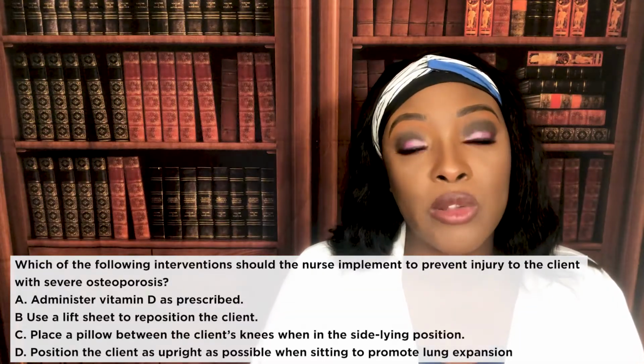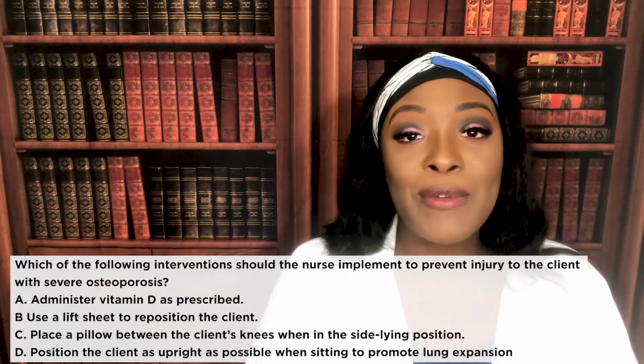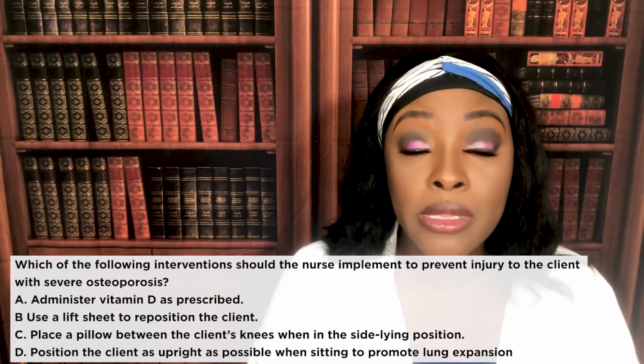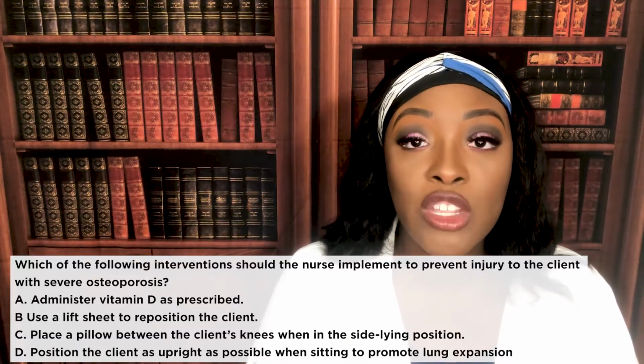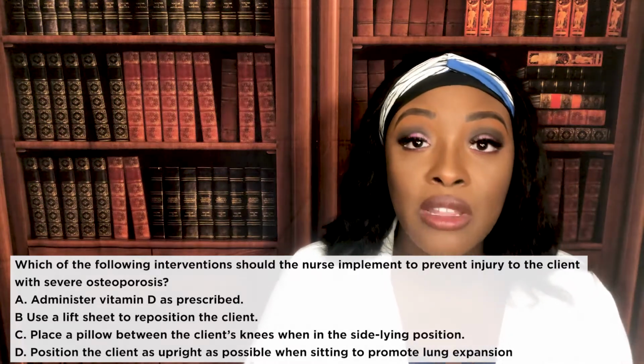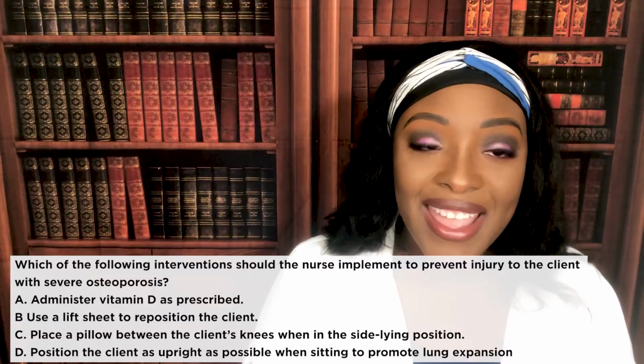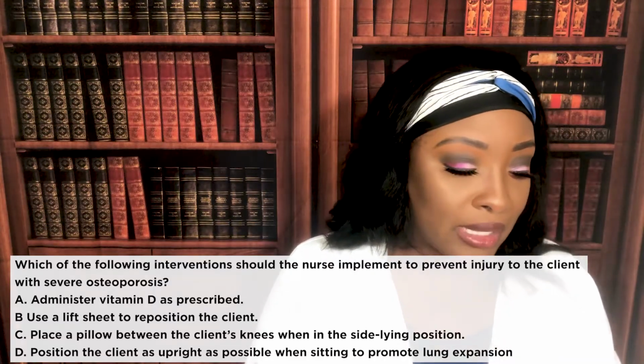So the correct answer is B, you're going to use a lift sheet. Remember, this patient has osteoporosis, which means what? They have porous bones. We want to prevent injury. So when we use a lift sheet, we're preventing what from happening? Fractures, right? Fractures. We don't want that to happen in this type of patient.